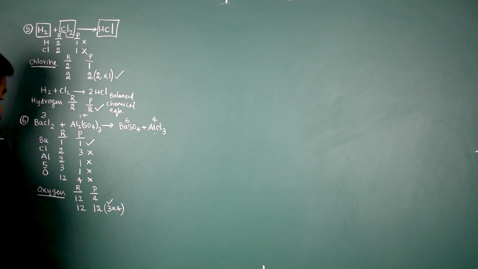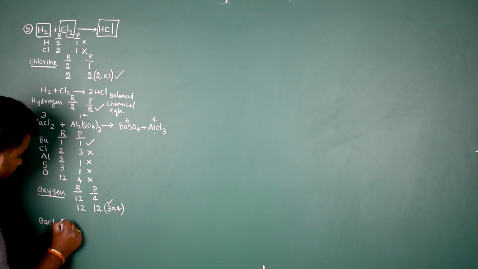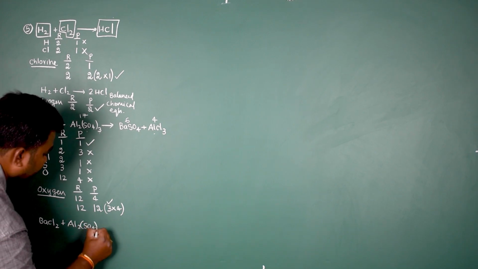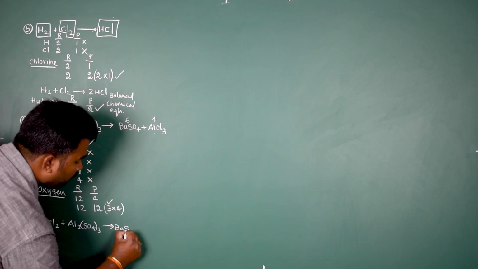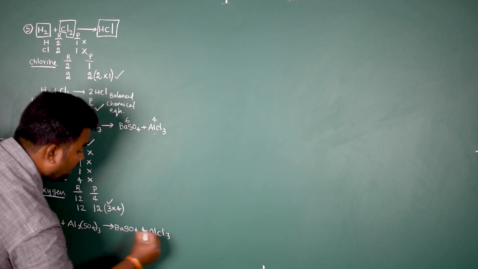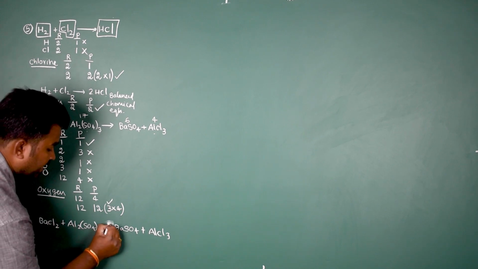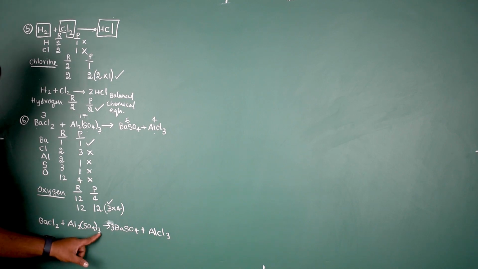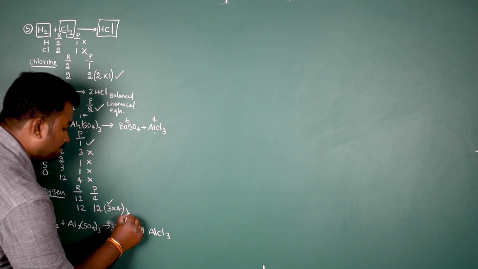So my new equation becomes what? BaCl2 plus Al2(SO4)3 gives me what? BaSO4 plus AlCl3, and here 3 should be added in front of barium sulphate. So here it is 3BaSO4. Now 4 3s are 12 oxygens, 3 4s are 12 oxygens. So my oxygens are balanced.